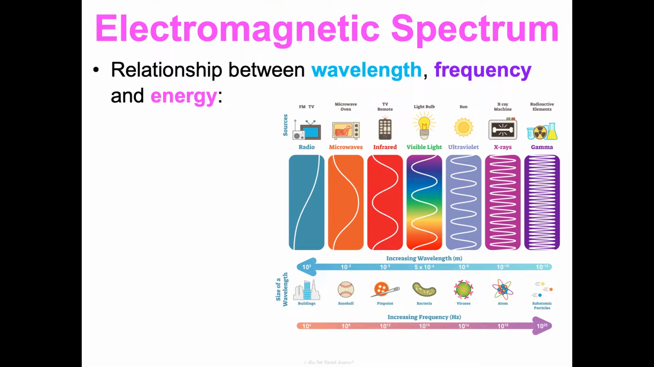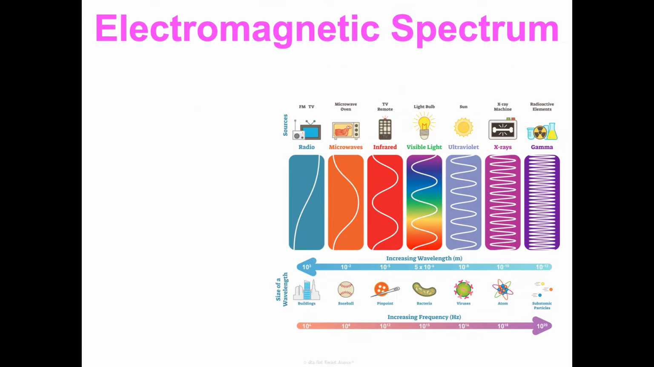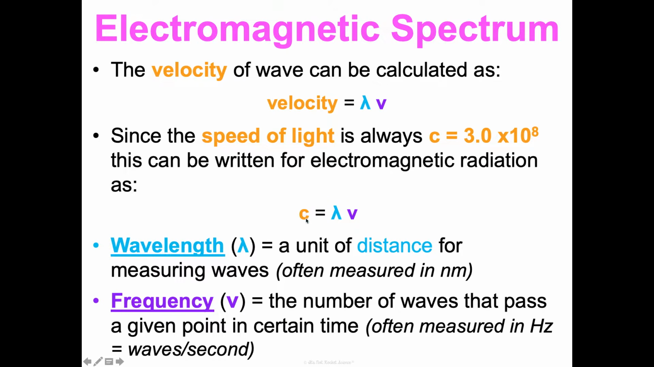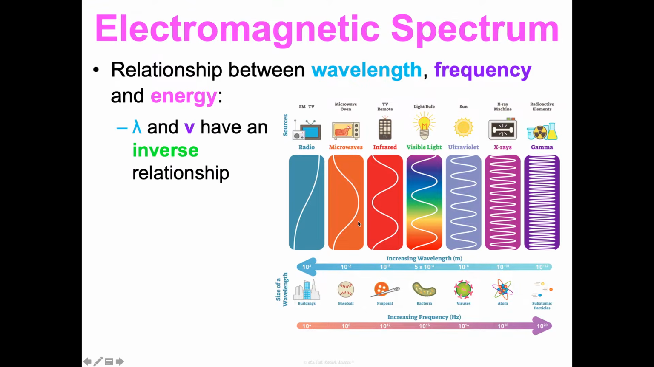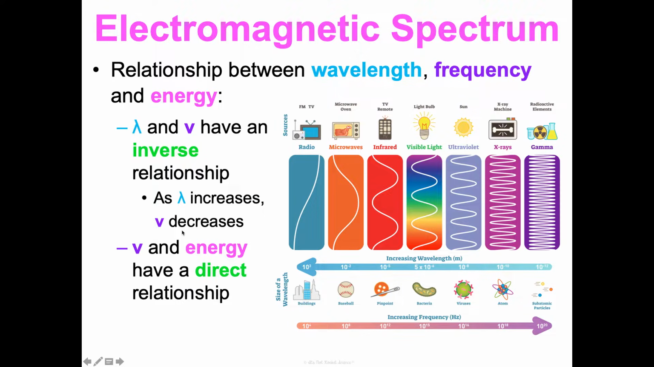Okay, so let's talk about that relationship then between all these variables. Because this is constant, we can look at how, if this changes, what will happen to this. Okay, so wavelength and frequency have an inverse relationship, meaning as one goes up, the other goes down. So as you increase the wavelength, you're going to decrease the frequency, and vice versa. Frequency and energy have a direct relationship. So as one goes up, the other goes up. As one goes down, the other goes down. So if you have a higher frequency, then you have a higher energy.